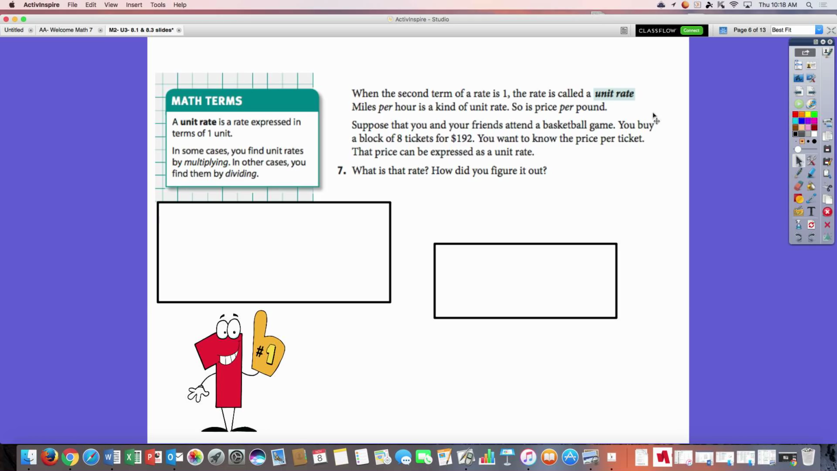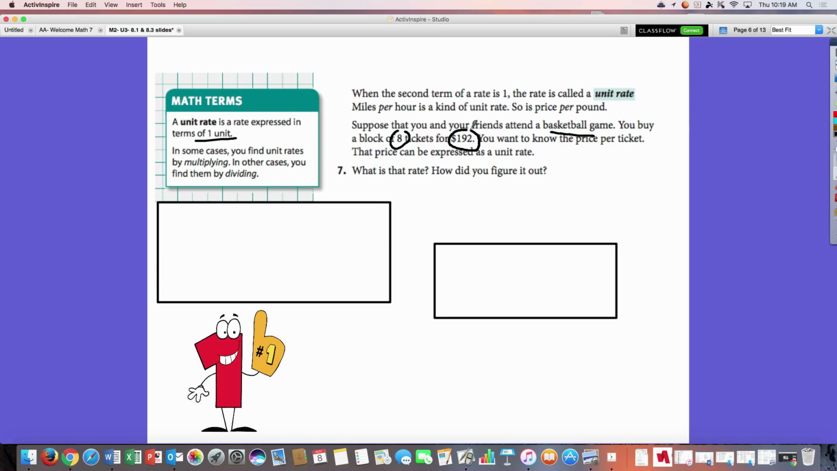All right, unit rate. Unit rate just means 1. A unit rate is expressed as 1 unit. You're going to hear the word unit rate, but it just means 1. That's why I got the little 1 guy here. Let's do a sample problem, and I bet you got it. Suppose you and your friends attend a basketball game. Going to a game, right? You buy a block of 8 tickets, and they cost $192. So you get your Visa statement. It's $192. How do I figure out what 1 ticket is? When I say shoe, press pause, see if you can figure that out. Shoe!